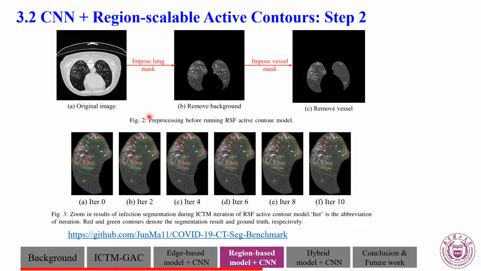Before applying the regional active contour model, we use 2 pre-processing steps. First, we exclude the background by a lung mask. The lung mask can be easily obtained by a publicly available pre-trained model. And then we remove the vessels by a Hessian-based vessel filter. Figure 3 represents the intermediate result during the contour evolution. We can find that with only 10 iterations, the algorithm can converge and the quality of the pseudo label is improved.